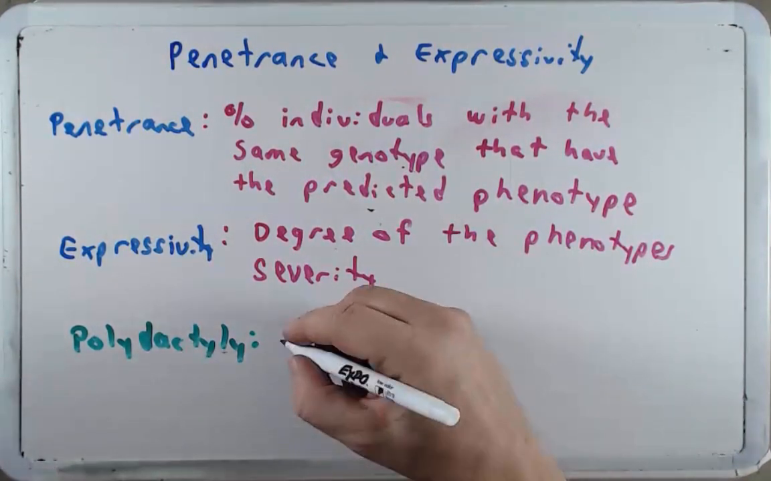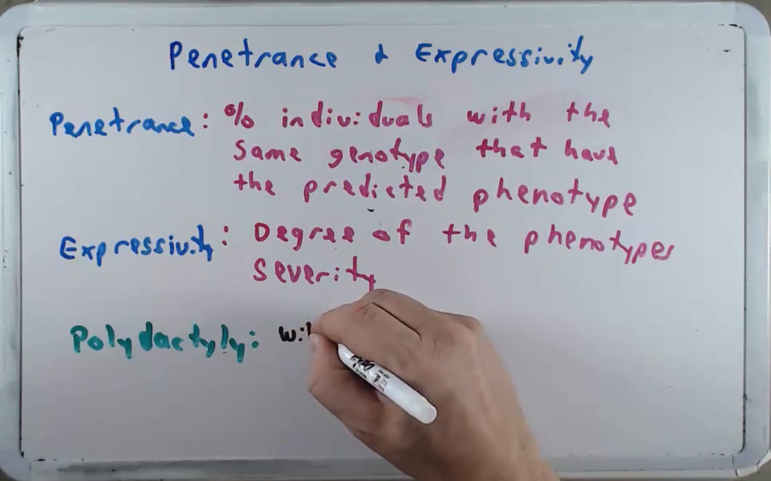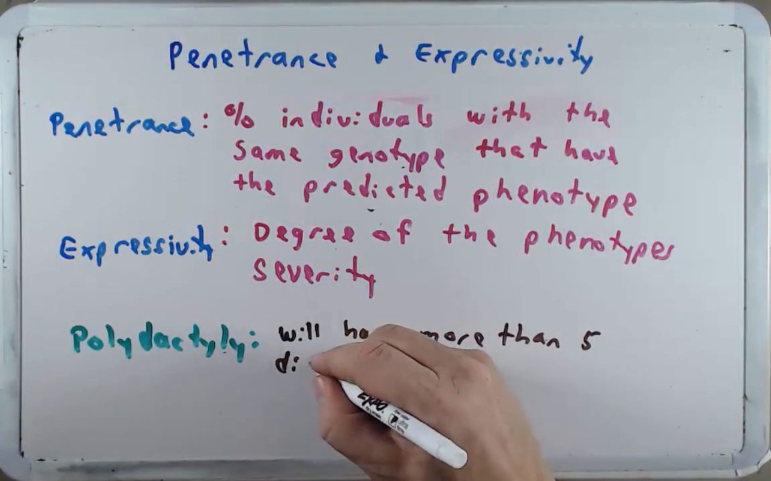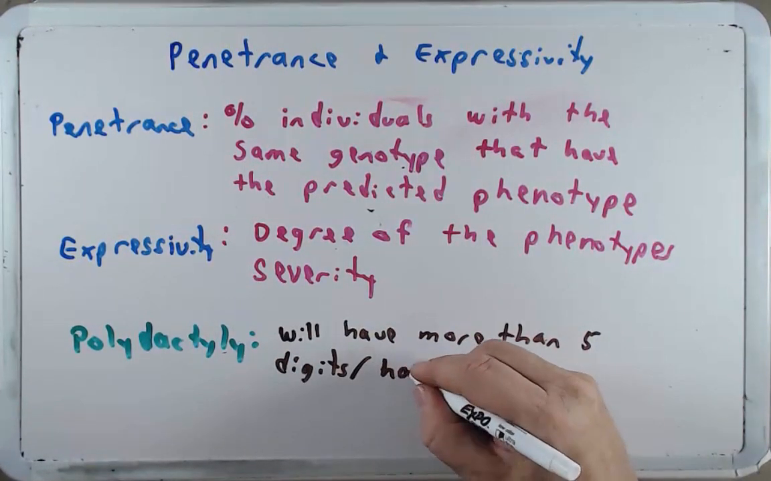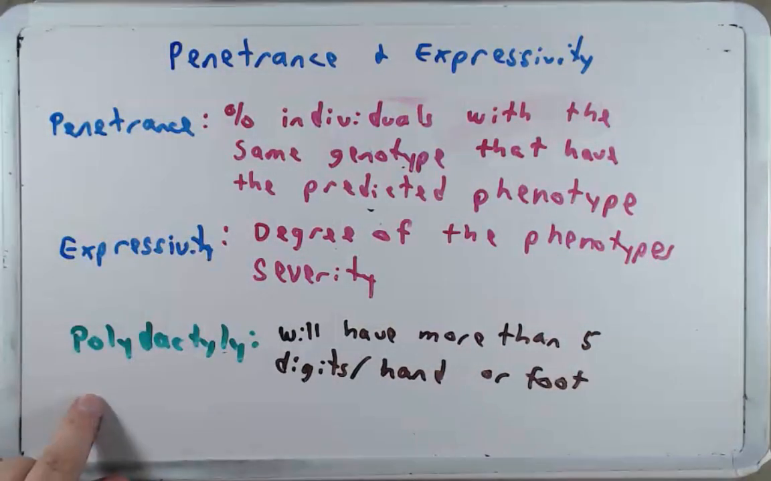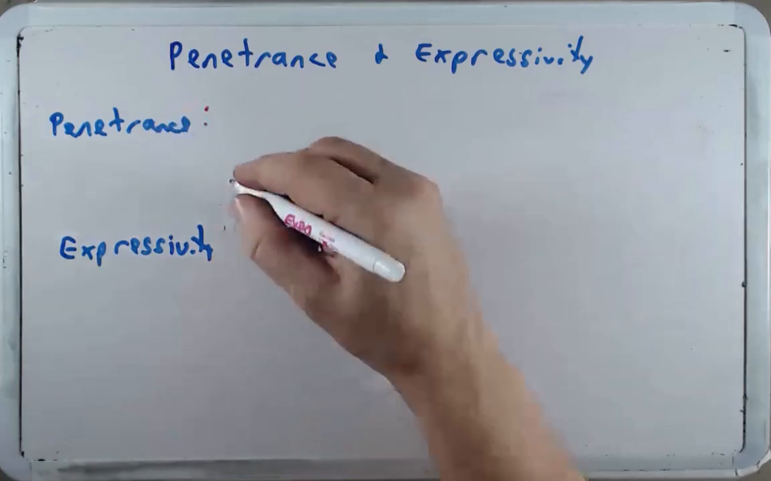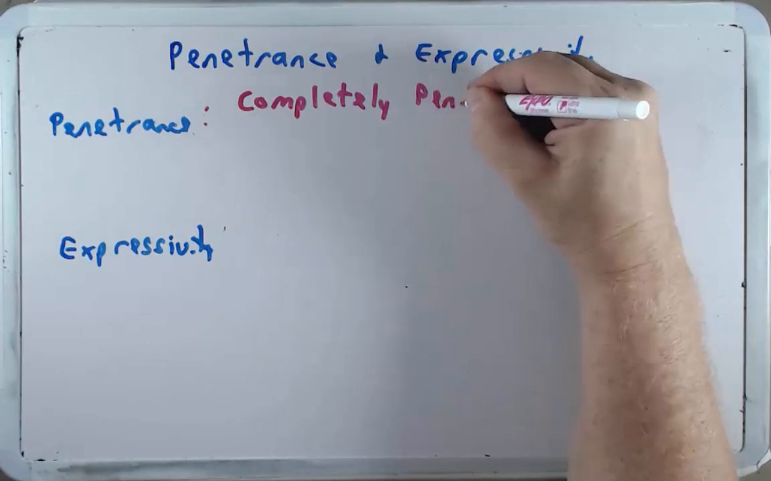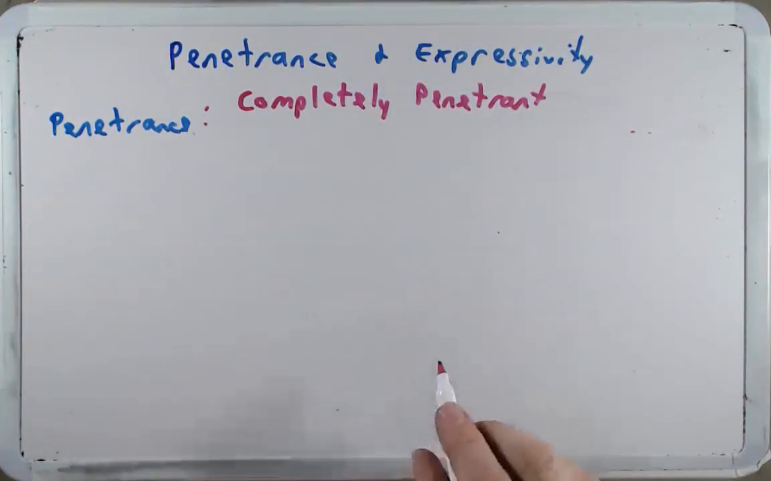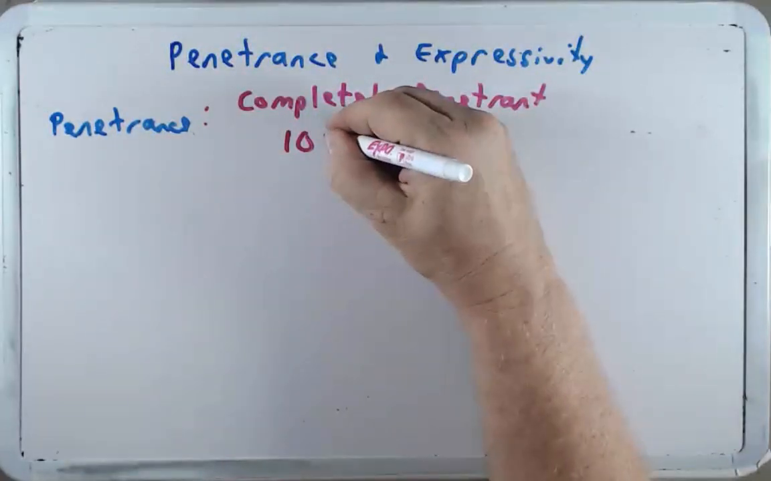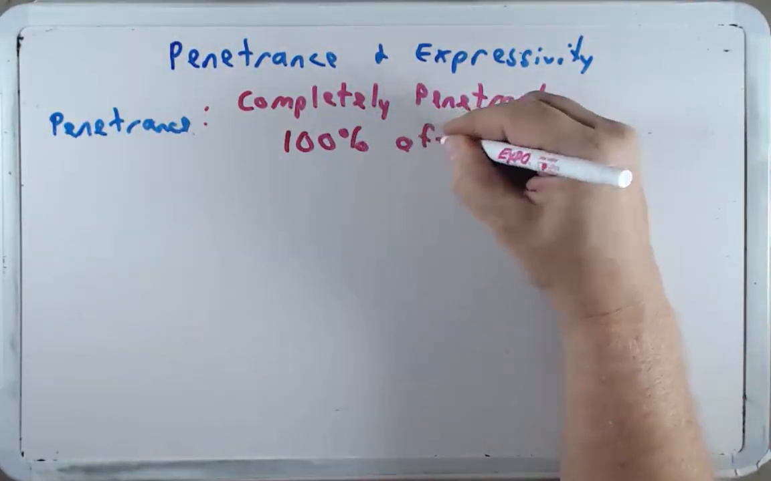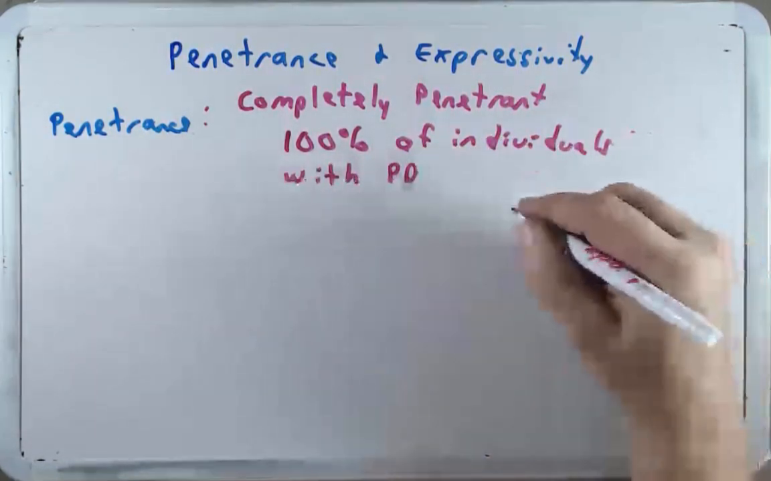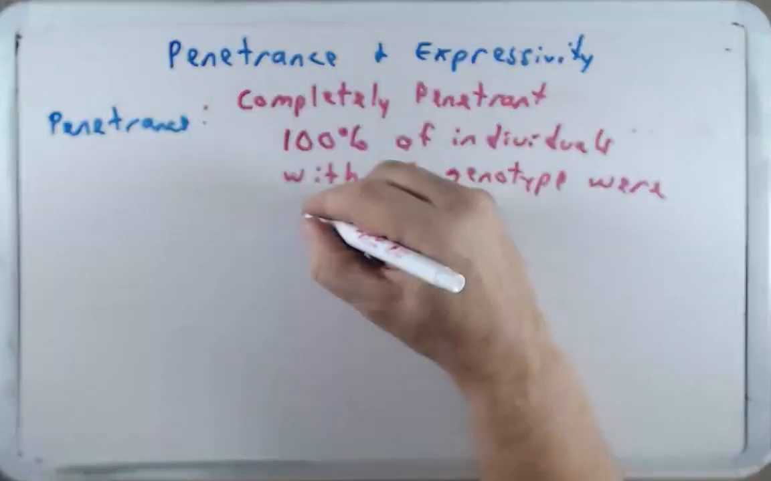Someone with polydactyly will have more than 5 digits per hand or foot. So with this example, let's talk about penetrance and expressivity. We can say a trait is completely penetrant. We would say that the trait was completely penetrant if 100% of individuals with the polydactyly, I'm just going to put PD, polydactyly genotype, were polydactyl.